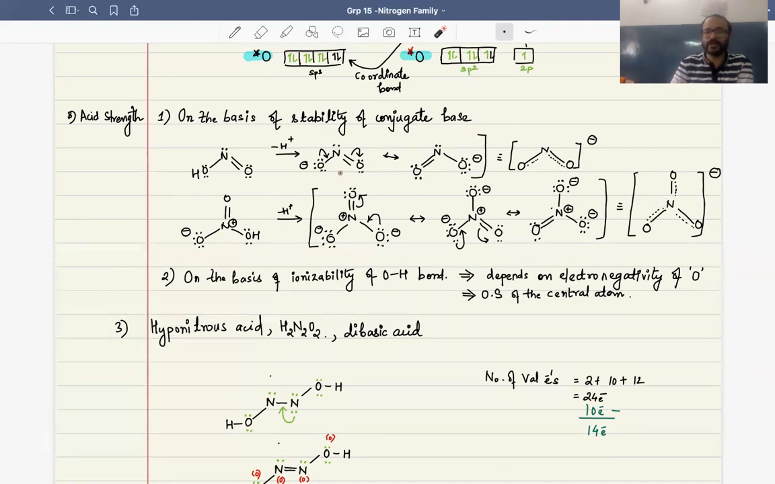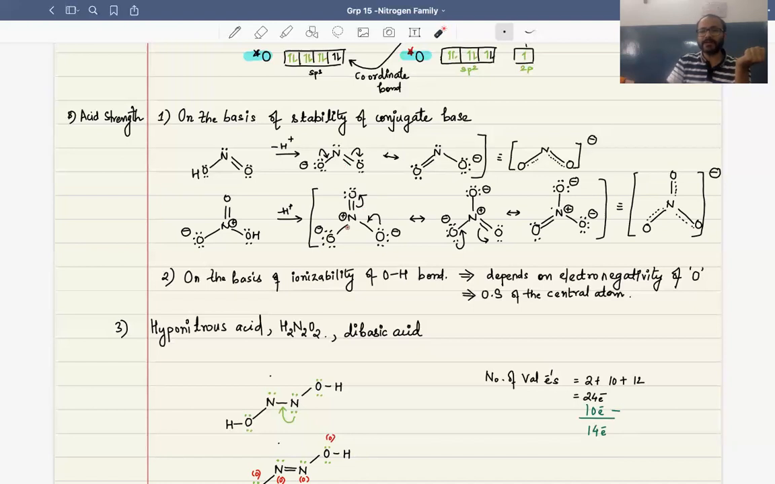So when nitrous acid undergoes deprotonation, it forms the nitrite ion, and this nitrite ion has these two resonance structures, and this is the hybrid resonance structure. Now coming to nitric acid, when it deprotonates, it forms the nitrate ion, and these are the three resonance structures that you can draw for the nitrate ion, and this is the hybrid structure.